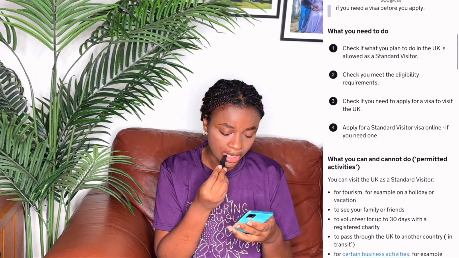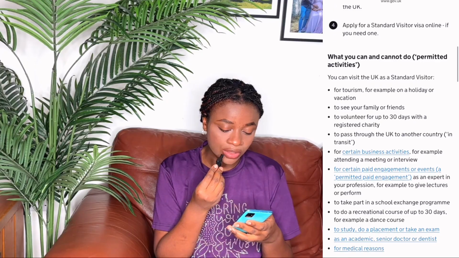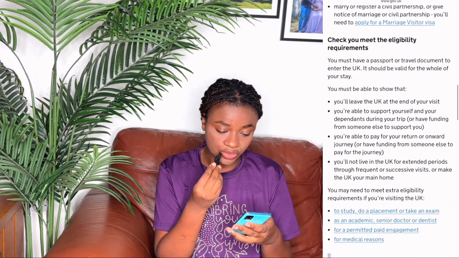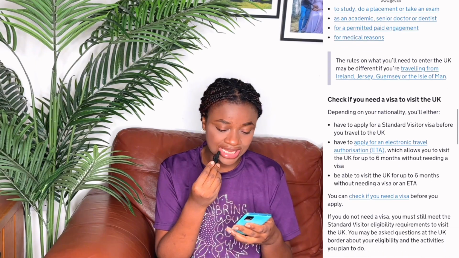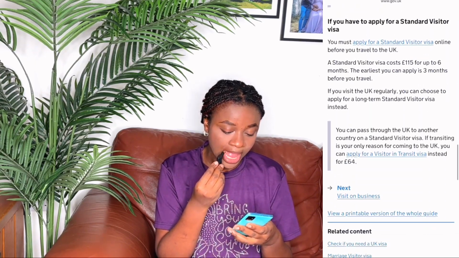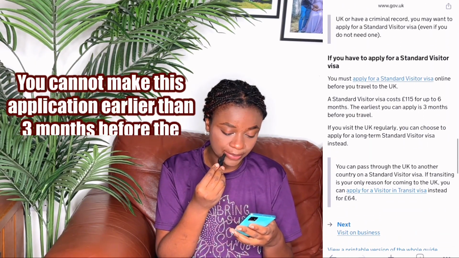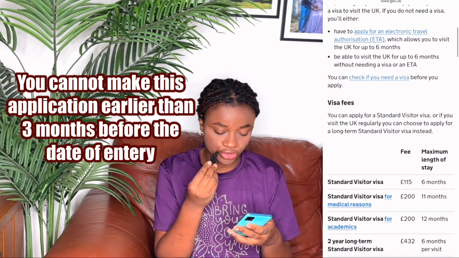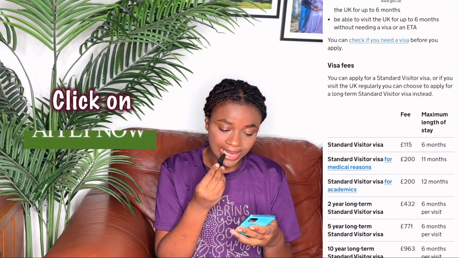So after checking all your eligibility criteria, another thing is that I made this application on behalf of my mom. So every question I'm answering is just as if it's my mom answering the question. And also you cannot make this application earlier than 3 months before the date of entry. So now you click on apply now when you're ready.